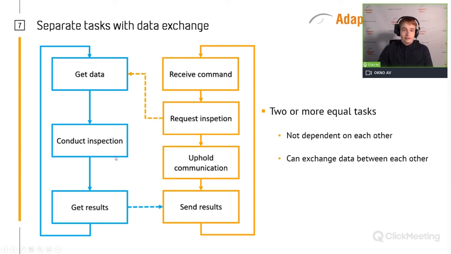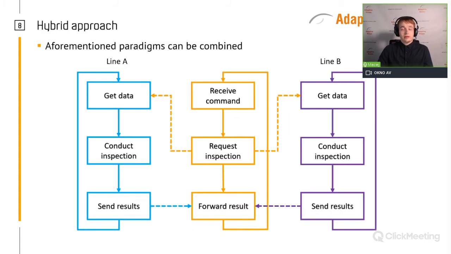And the last example is the hybrid approach. With the hybrid approach, we can combine previously aforementioned paradigms to create an application that better suits our needs. So we can have a communication thread that will request inspections from either line A or line B. And those lines, as before, will do their own work, even if nothing may be requested, and will send the results back to the communication thread.